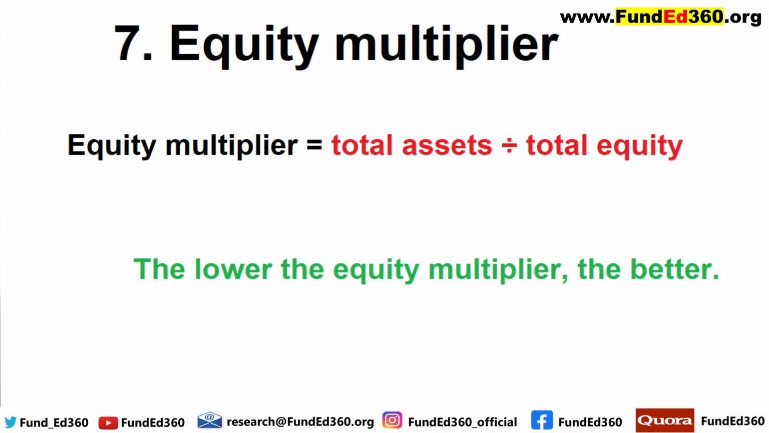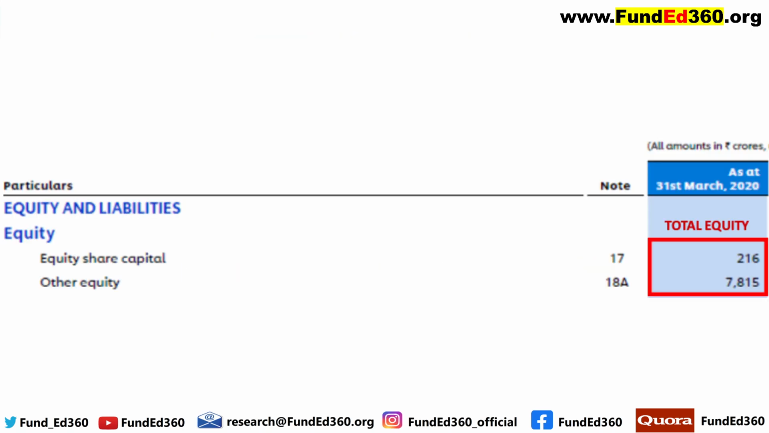The seventh ratio is equity multiplier, a variation of the debt to asset ratio. The equity multiplier determines the amount of assets that are funded by shareholders' equity. The lower the equity multiplier, the better. Mathematically speaking, you can find the equity multiplier by dividing the total assets by the total equity. In the case of HUL, the total assets are 19,602 crores and total equity is 8,031 crores. So divide 19,602 crore by 8,031. You will get 2.44.